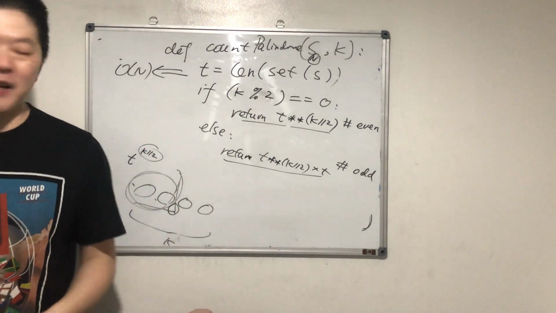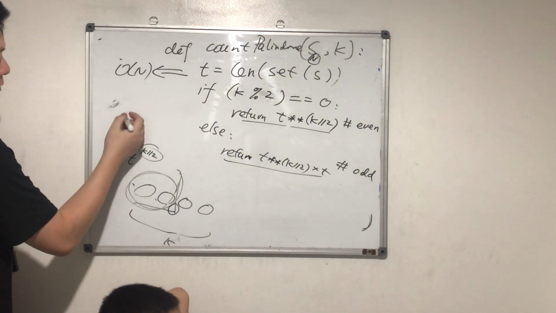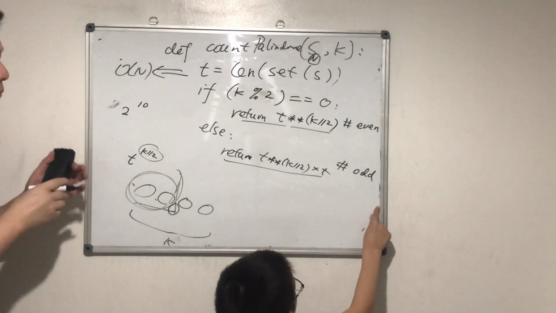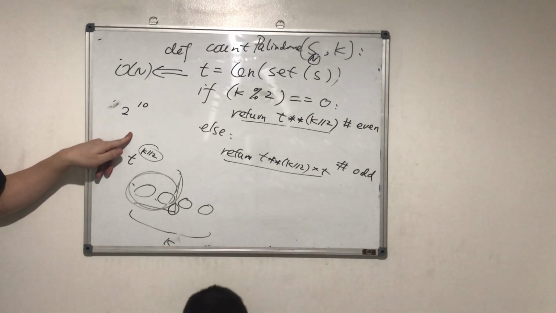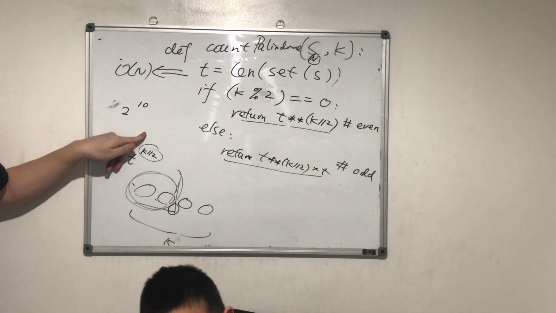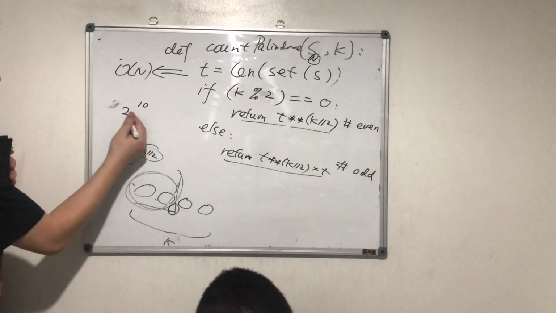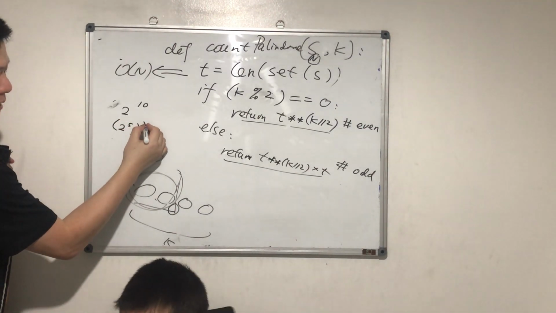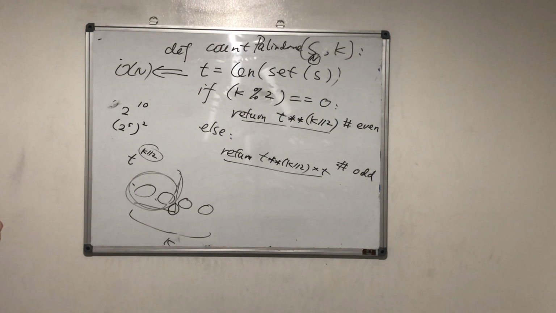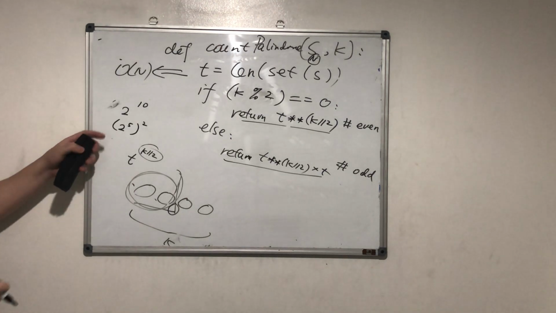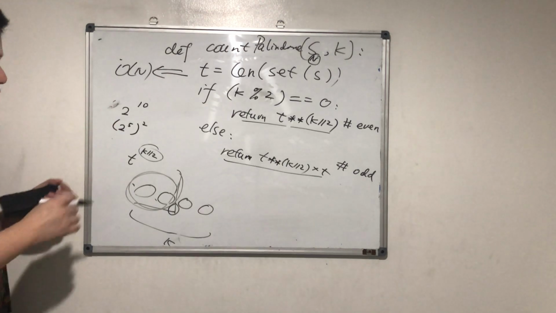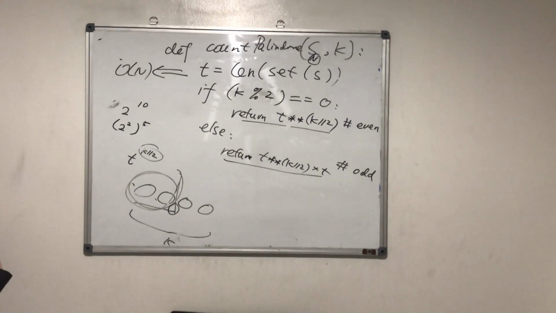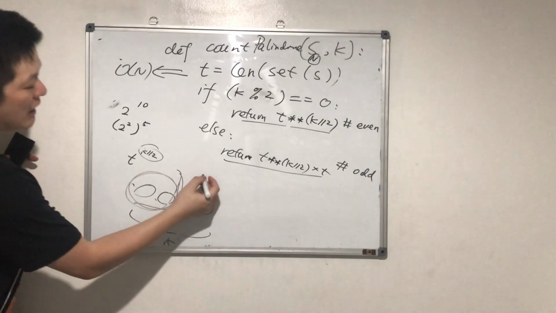Remember, how do we calculate 2 to the power of 10? Do you multiply 2 ten times? That is O(n), right? But you can do it better. 2 to the power of 10 equals 2 to the power of 5, squared. So you can square the base and halve the exponent, and that gives log n. Does it make sense?